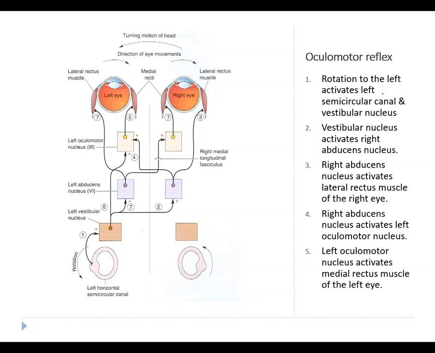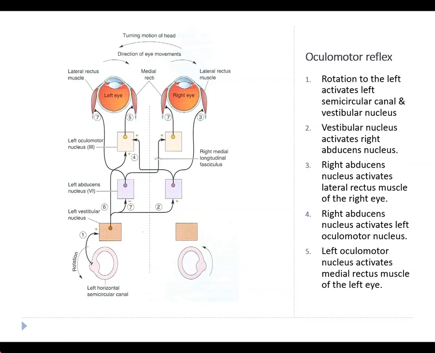So this is an important reflex because it helps maintain the constancy, or the illusion of constancy, of the image hitting your retina. Otherwise, as you rotate your head, you would also have to rotate your eyes, and it's just easier for your visual system to process information if you are keeping your eyes pointing the same way. So this is just an example of the kind of reflex that the vestibular system is important for.